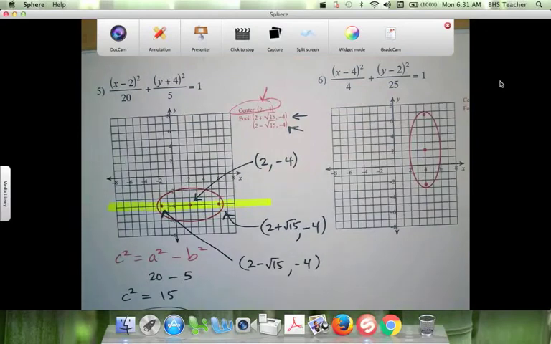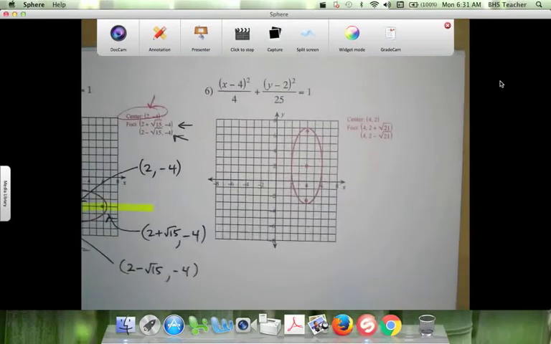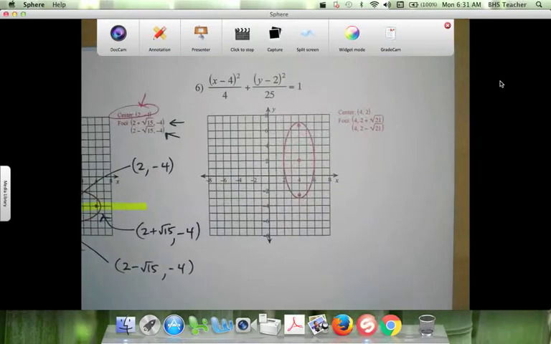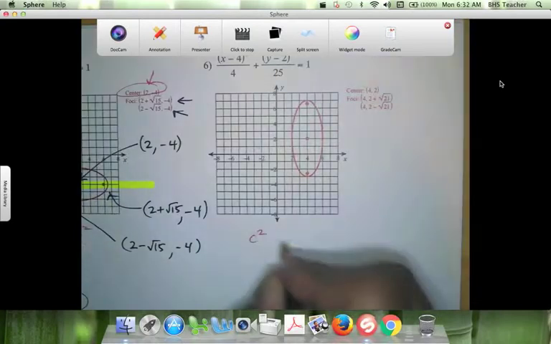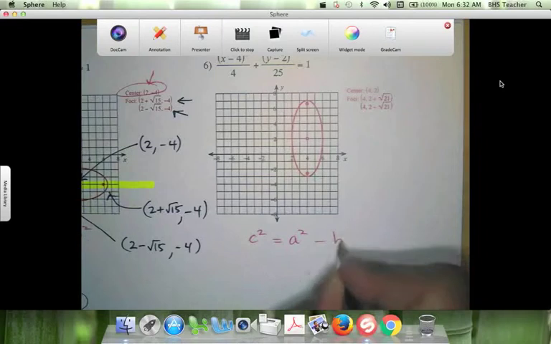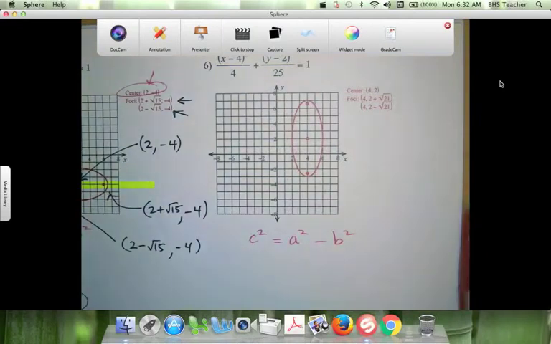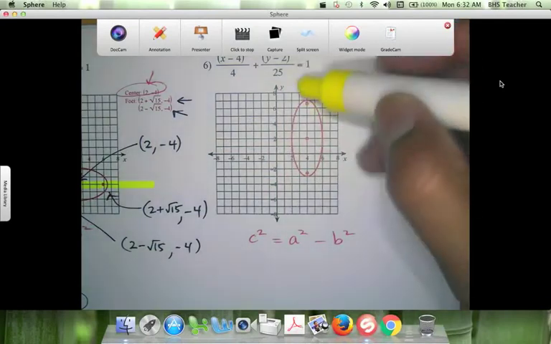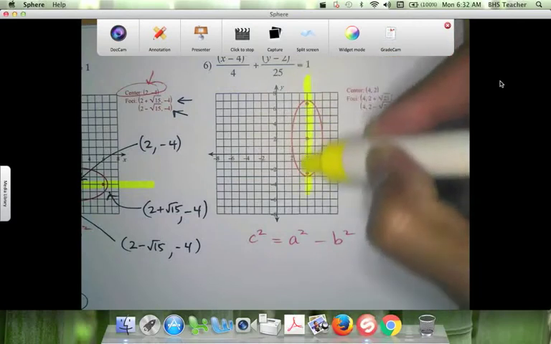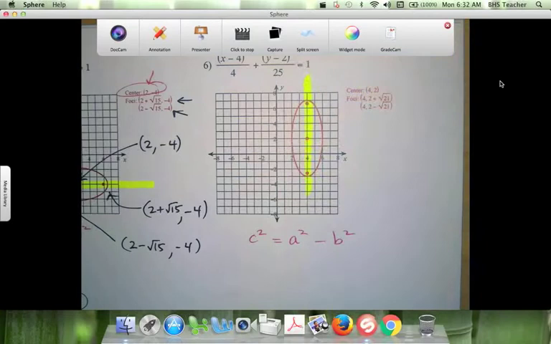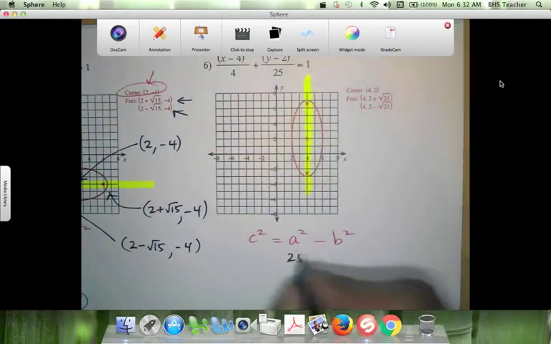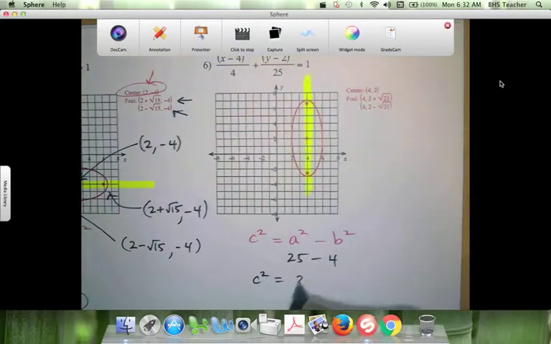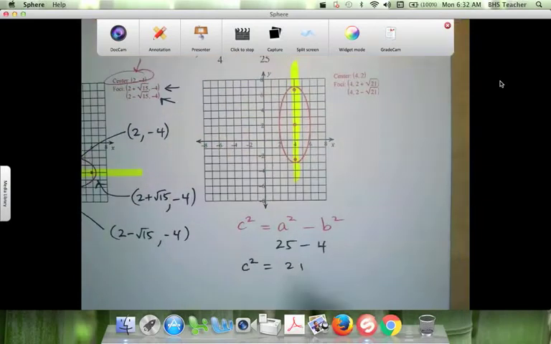Okay, number 6. Okay, let's do this one. C squared is equal to A squared minus B squared. That's a formula to find the C value. Again, this is already plotted. You know that the foci are 2 points that are on the major axis on the longer side. Okay, A squared, 25, minus B squared is a smaller number 4. You're going to get C squared is equal to 21. You're going to get the C distance is the square root of 21.